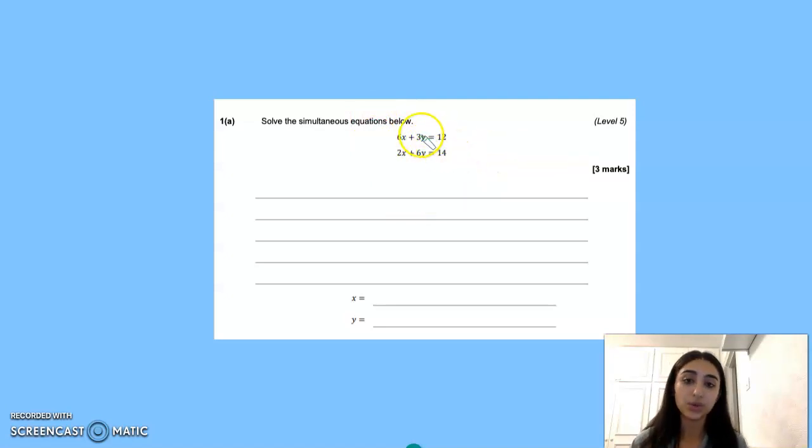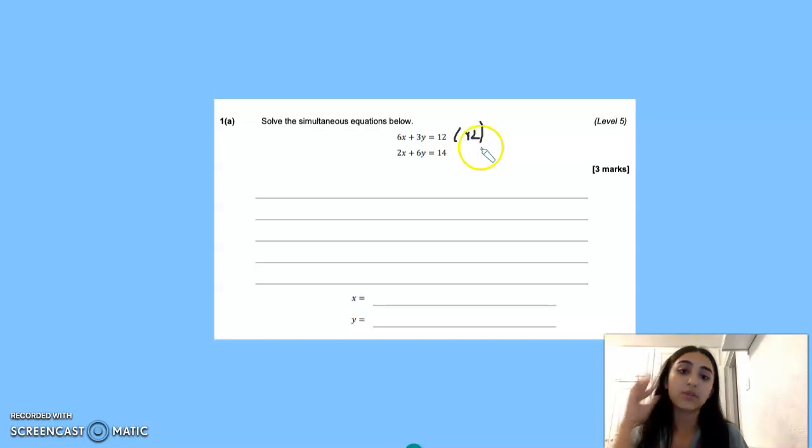It's completely up to you if you want to change the x or if you want to change the y. I personally change the y. I find it a little bit easier. So I'm going to times the first equation by 2. I put in brackets what I'm doing to show the examiner, to show myself that I know what I'm doing. So the first equation, I'm going to times it by 2.